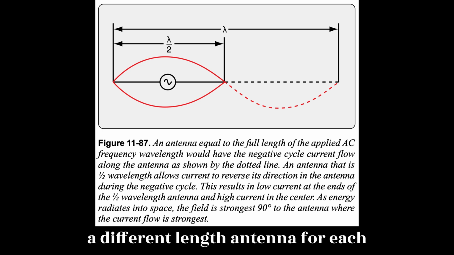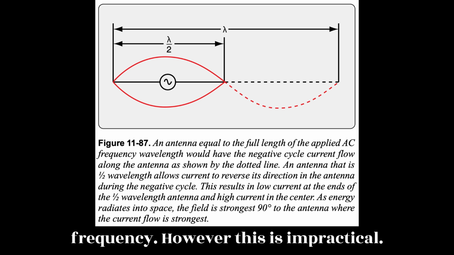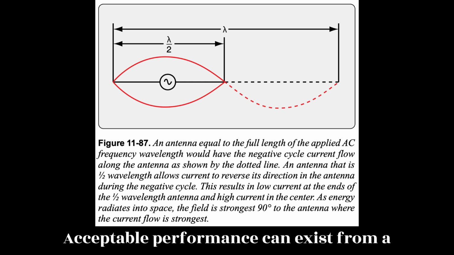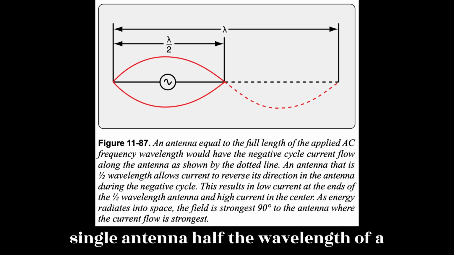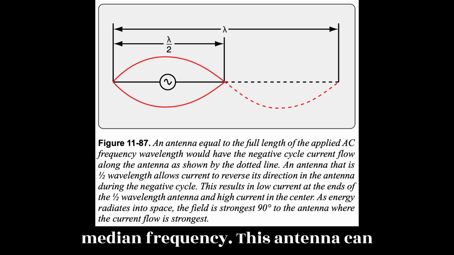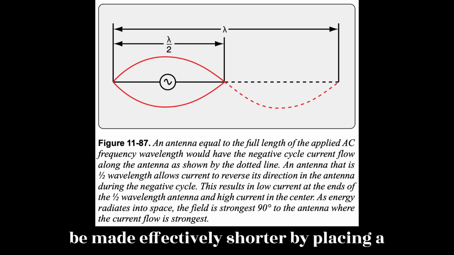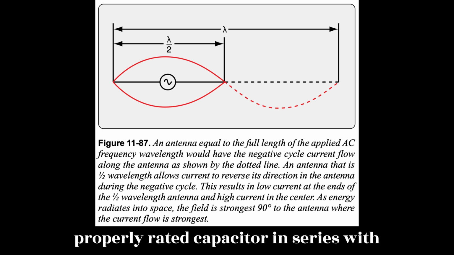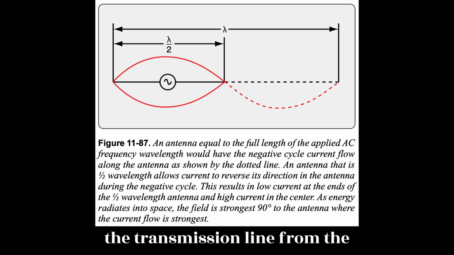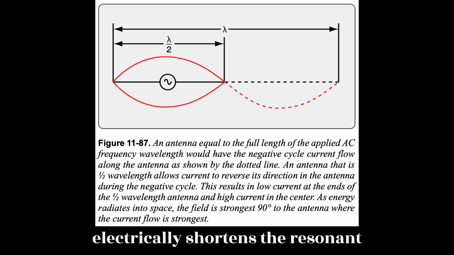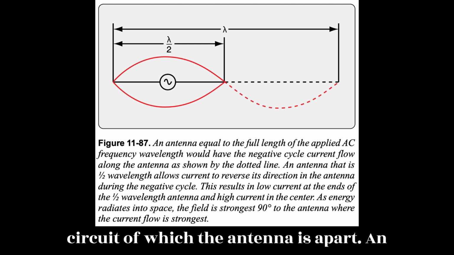Multi-channel radios could use a different length antenna for each frequency; however, this is impractical. Acceptable performance can exist from a single antenna half the wavelength of a median frequency. This antenna can be made effectively shorter by placing a properly rated capacitor in series with the transmission line from the transmitter or receiver. This electrically shortens the resonant circuit of which the antenna is a part.